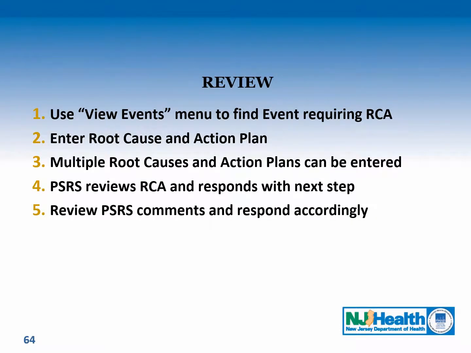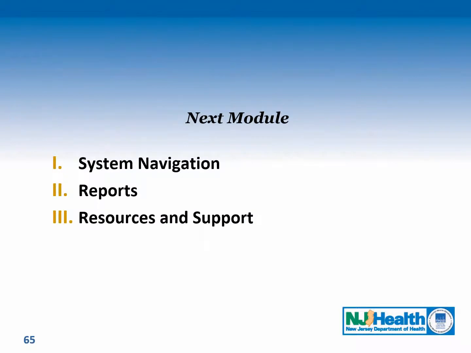To review, use the View Events menu to find your event requiring RCA or search for your event by the report number. Enter your root cause and action plan. Multiple root causes and action plans can be entered. PSRS will review your RCA and respond with the next step. Review all PSRS comments and respond accordingly. The next and final module will discuss system navigation, reports, resources, and support.